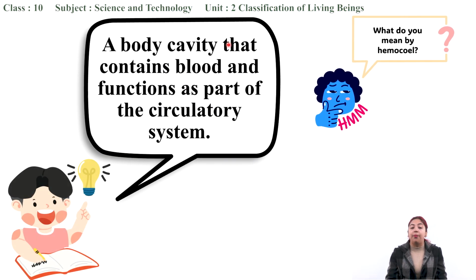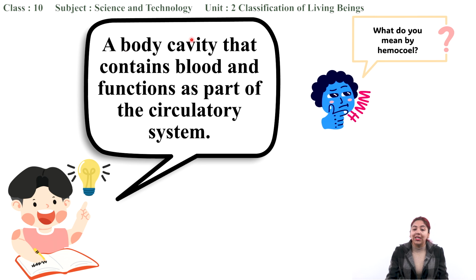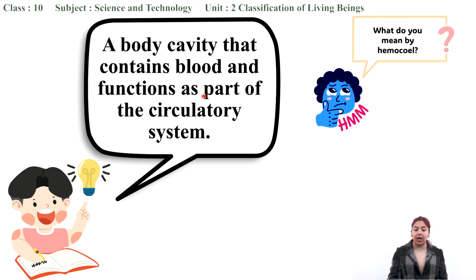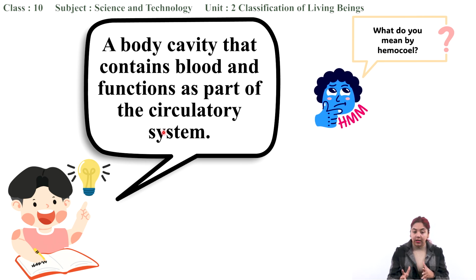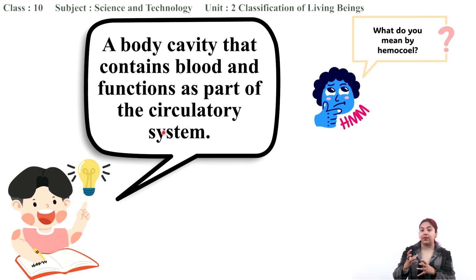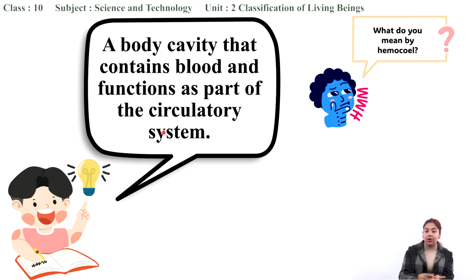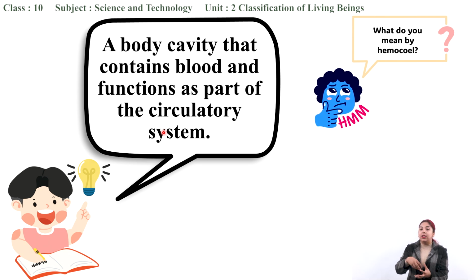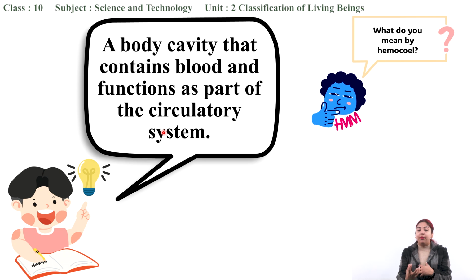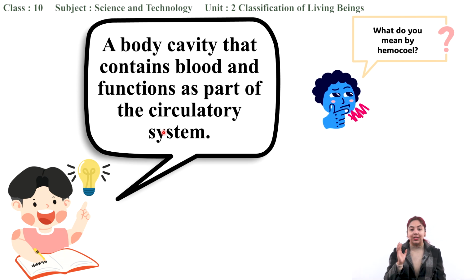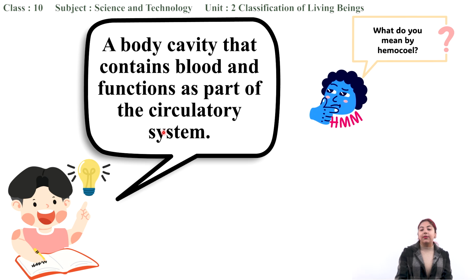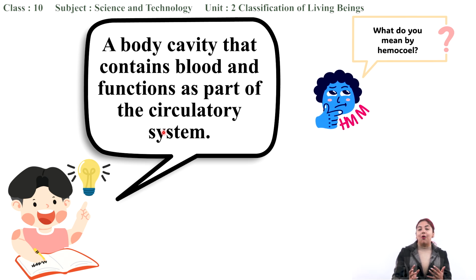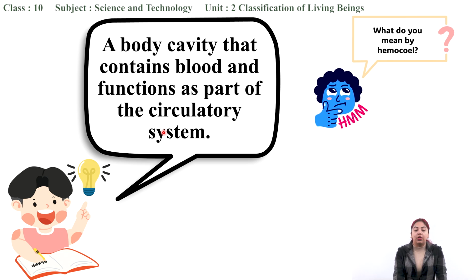Coelom is a body cavity. So a body cavity that contains blood and functions as a part of the circulatory system is known as hemocoel. So it is a type of coelom that has blood in it, and that blood functions as a part of a circulatory system, and it is called hemocoel. Now let us look at some examples of organisms that belong to Arthropoda.